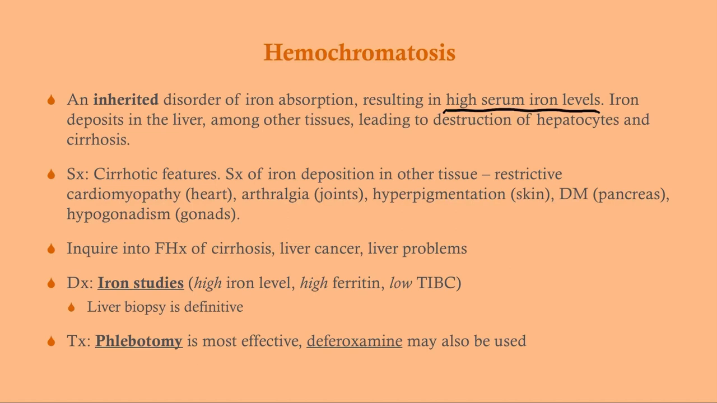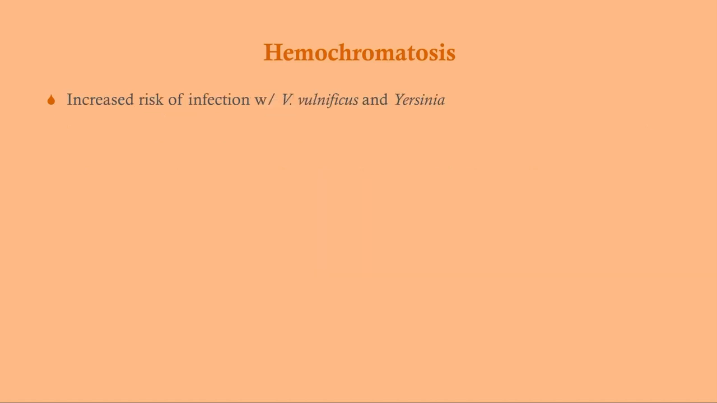The treatment is good old-fashioned phlebotomy. There is chelation therapy, deferoxamine. You can also use that, but this is really just the opposite of iron deficiency anemia. So with iron deficiency anemia, a lot of times the reason they get that is because they're losing blood. With hemochromatosis, the way we treat it is to make them lose blood. Go and donate blood, pull blood out of them. It helps drain out some of that excess iron.